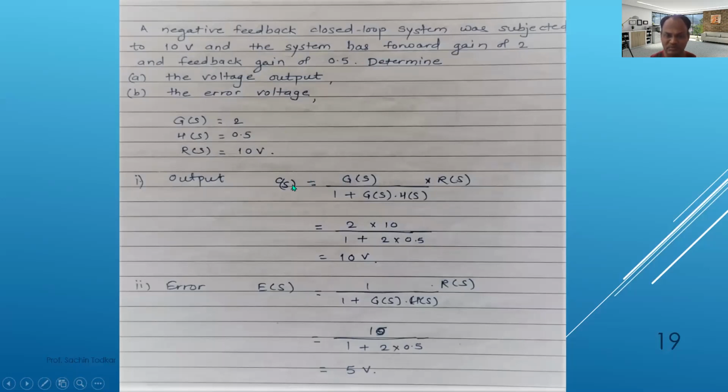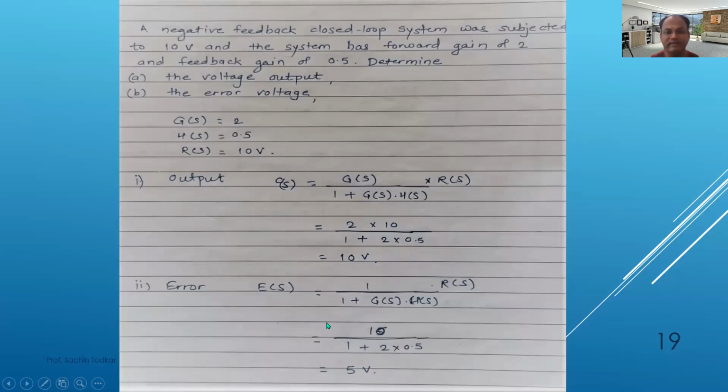So your output C(S) must be equal to G(S) divided by 1 plus G(S)H(S) into the input, that is R(S), because this is the transfer function C(S) upon R(S). If I take R(S) to this side, it will get multiplied. And if you know the formula, if you can arrive at this particular point, then you can easily find the answer in one step. So 2 multiplied by 10 divided by 1 plus 2 into 0.5, it is divided by 2. So input is 10 volt, output will also be 10 volt.